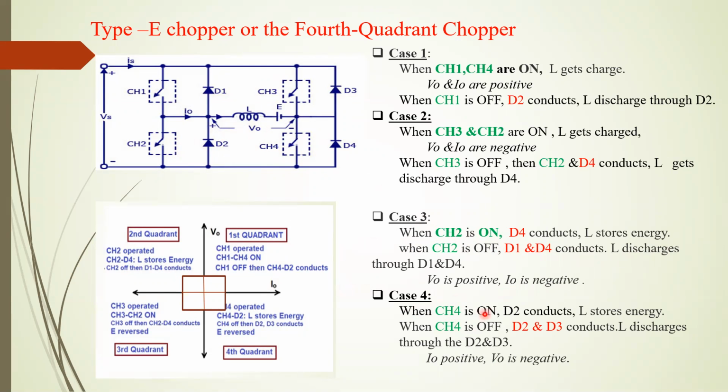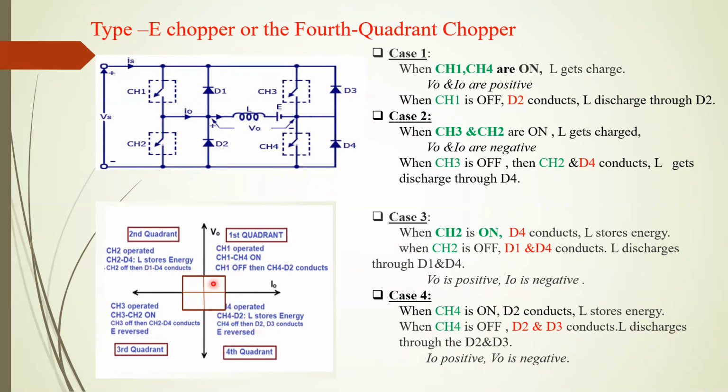And in the case 4, when chopper 4 is on, D2 conducts and L stores energy. When chopper 4 is off, D2 and D3 conduct, and L discharges through D2 and D3. So these are the modes of operation where the type E chopper is operating in all 4 quadrants. In case 3, V0 is positive and I0 is negative, and in case 4, I0 is positive and V0 is negative.